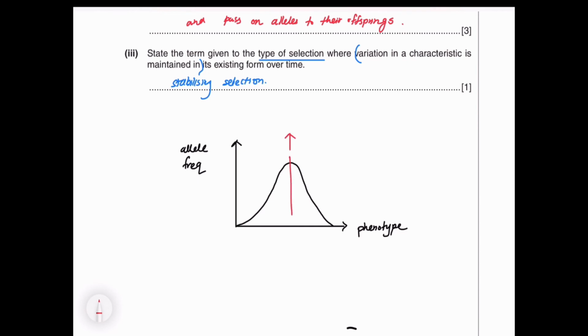So your mean is still maintained the same, but over time the pressure will be acting against both extremes. So they'll be getting lesser, while the intermediate will start to increase. So the graph will be narrower and have a higher peak. So this is how you show a stabilizing selection.